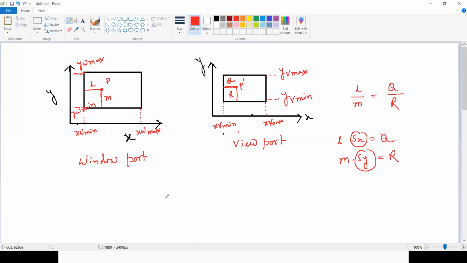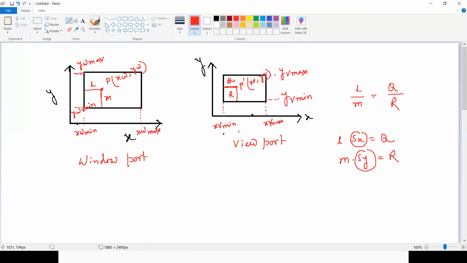Fine. So now you can see that in this case, what is the point? Let us say the point P over here is (xw, yw), and the point P dash is (xv, yv). Fine. So what we have to do is find out the xv and yv.